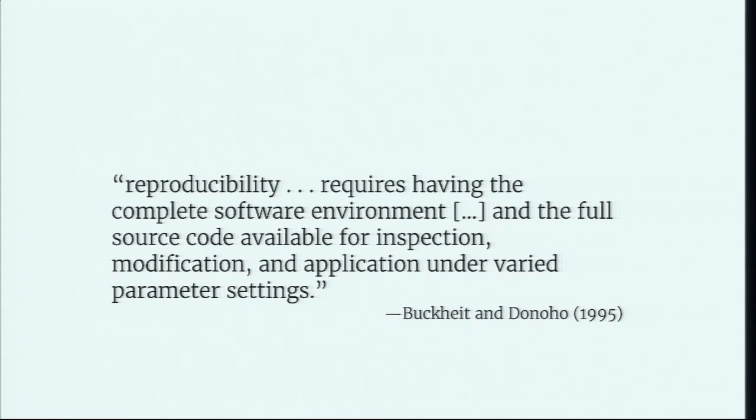Reproducibility requires having the complete software environment and the full source code available for inspection, modification, and application, and the various parameter settings. It was already said in 1995 in this paper of Donoho and collaborators. Now, the complete software environment is more complicated than you might think, because you're using several other things that you sometimes don't know about. Your operating system perhaps is doing some things, and even if it's an R script, sometimes the version of particular functions in that R script may change over the years. And so really keeping track of everything is more difficult than you might think.